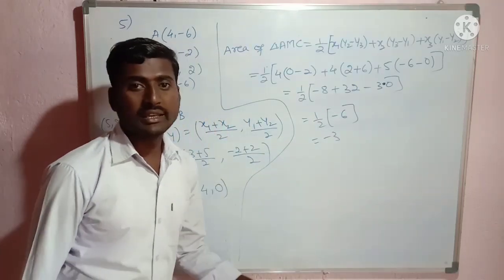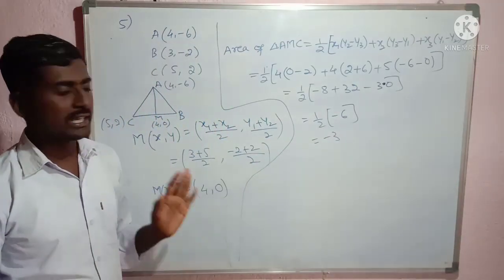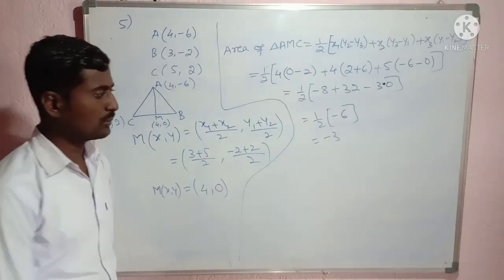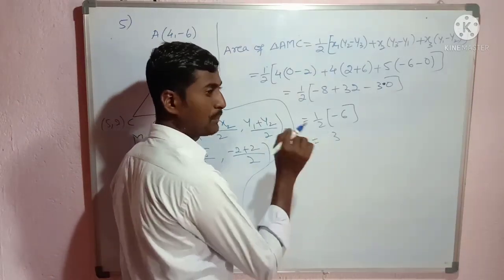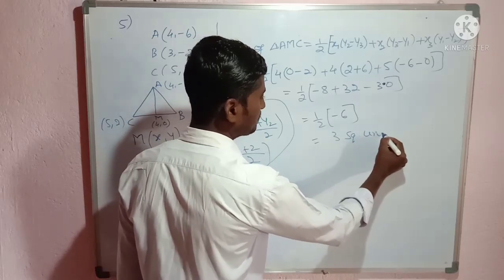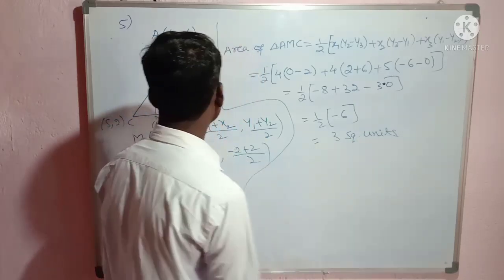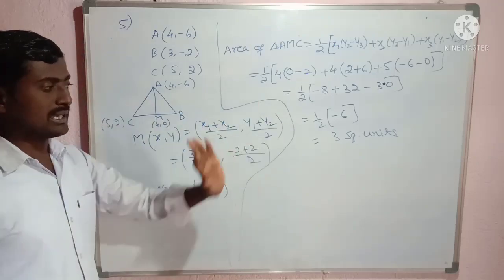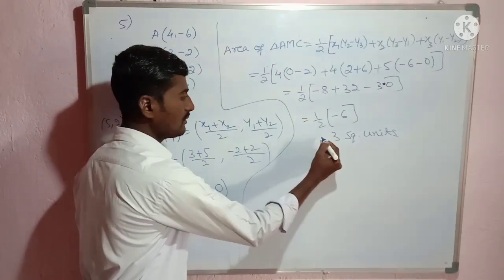But the area of a triangle cannot be negative, so therefore I can take this as plus. So 3 square units. We got the area of triangle AMC as 3 square units.